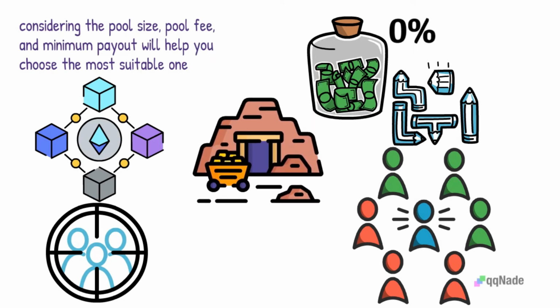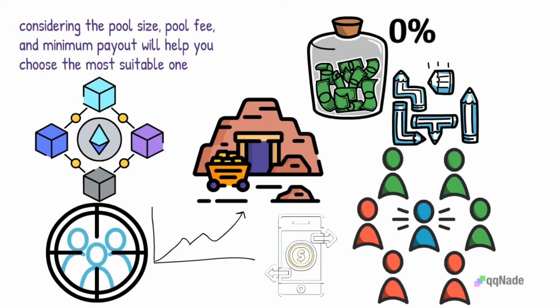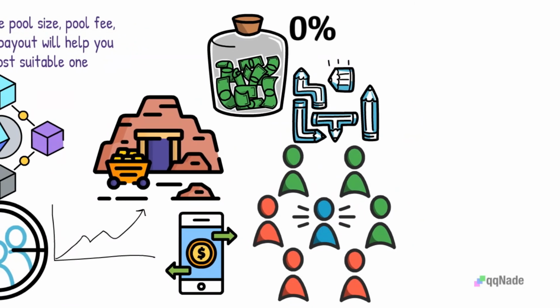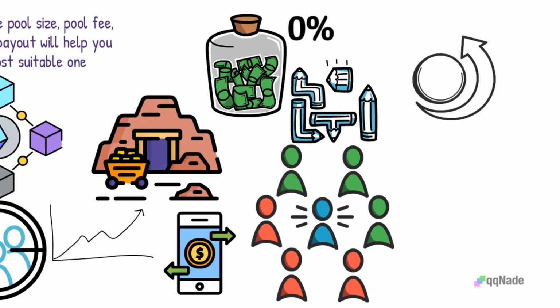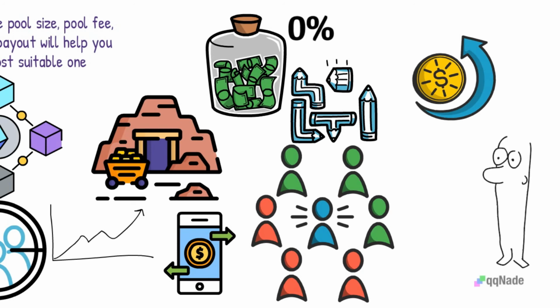The minimum payout is also important because a high one will leave you stuck with your mining pool for a long time. You'll be unable to withdraw without meeting the requirement. And if you cannot withdraw, there's no way you're going anywhere. Choose one with a low minimum payout so you can get paid more often and have the liberty to change mining pools anytime you want.